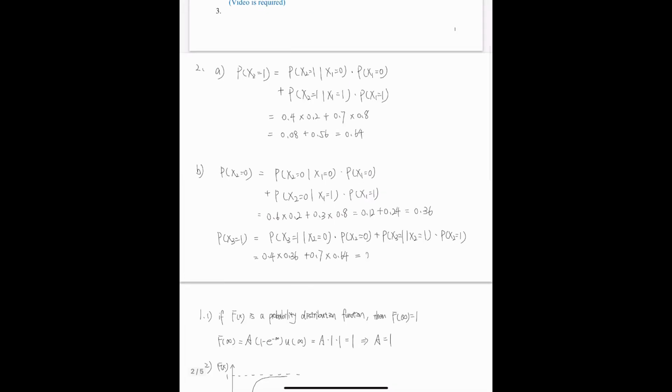And then we can find the probability of x3 equals 1, which equals probability of x3 equals 1 given x2 equals 0 times probability of x2 equals 0, plus probability of x3 equals 1 given x2 equals 1 times probability of x2 equals 1, which equals 0.4 times 0.36 plus 0.7 times 0.64 equals 0.592.